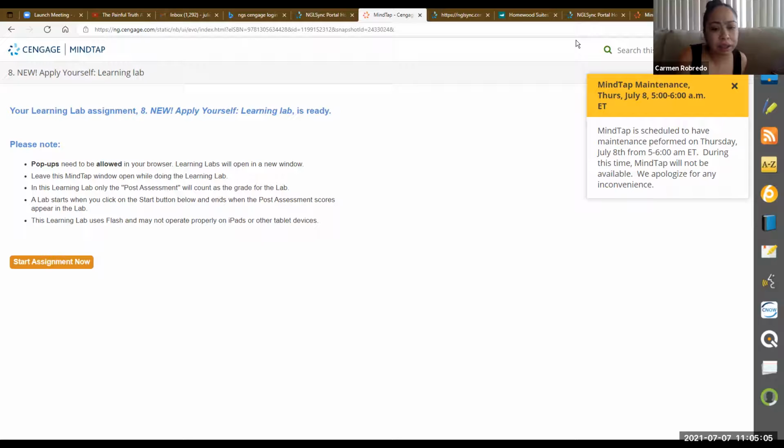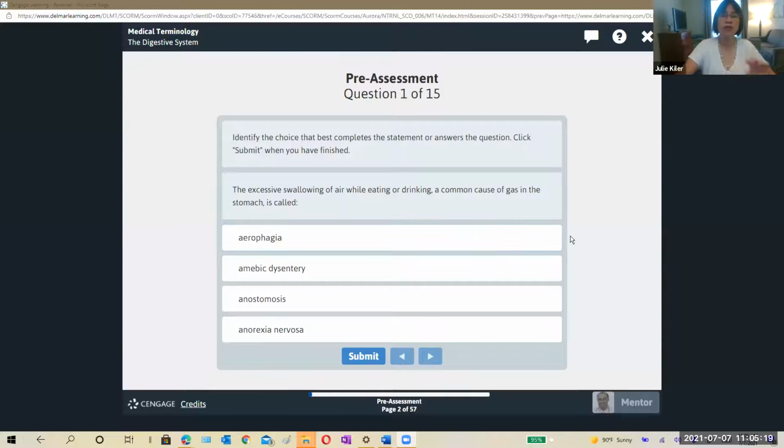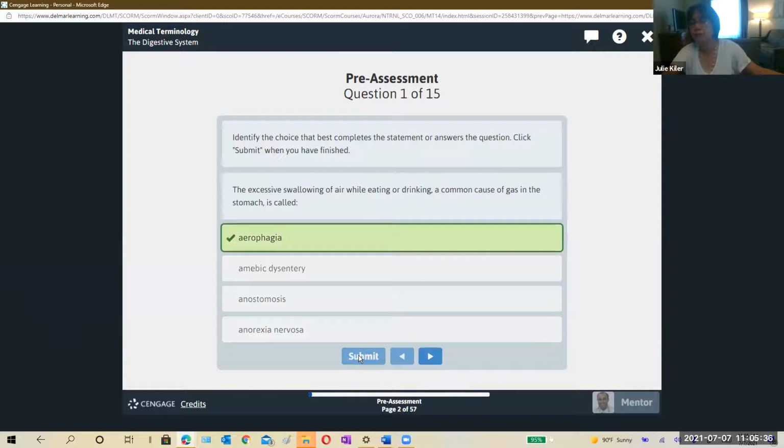I'm trying, but I can't click on it for some reason. Give me the mouse. Sometimes I have to check what you see. Yeah, you don't see what I see. Okay. So the keyword there: excessive swallowing and air. Just combine them, you get the answer. It should be aerophagia, excessive swallowing of air while eating or drinking. Phagia is swallowing. Good job.